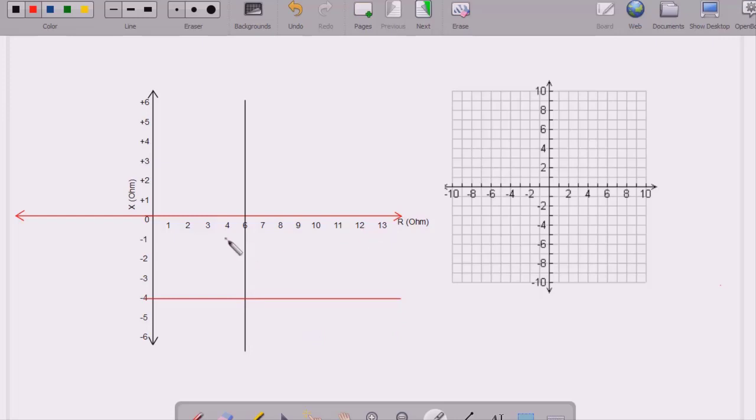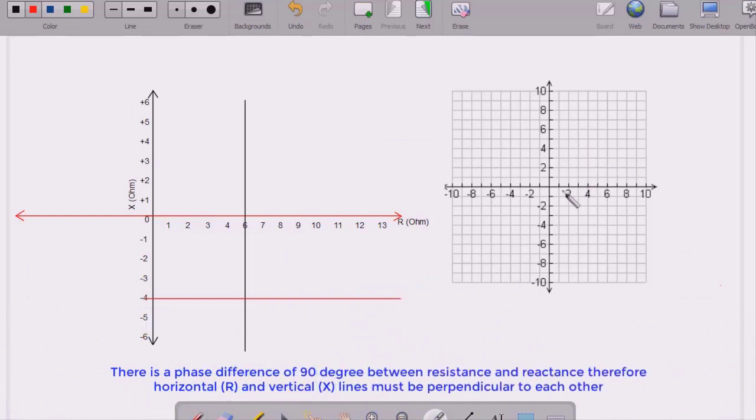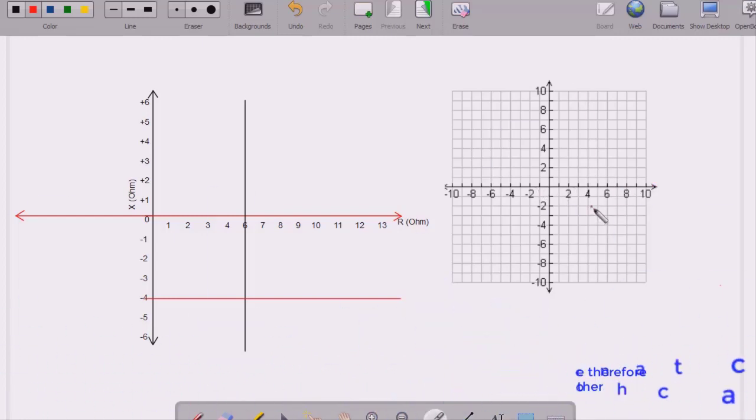Now you can note down that this vertical line and this horizontal line are always perpendicular to each other. So here you can say that the group of vertical lines which represents resistance and the group of horizontal lines which represents reactance, either negative or positive, everywhere they are perpendicular to each other. It is just because there is a phase shift between the resistance and reactance of 90 degrees. Since the inductive reactance leads by 90 degrees with respect to the resistance, and the negative reactance lags by 90 degrees with respect to the resistance, this horizontal line and the vertical line must be perpendicular to each other.